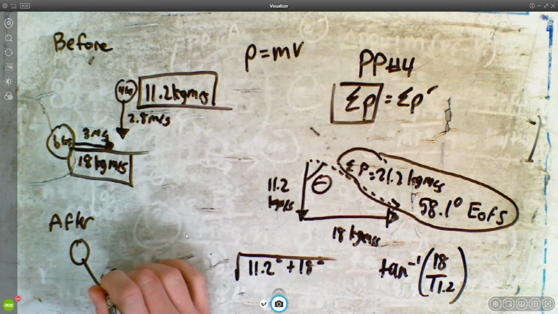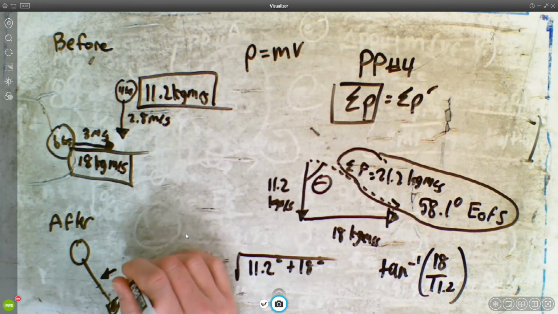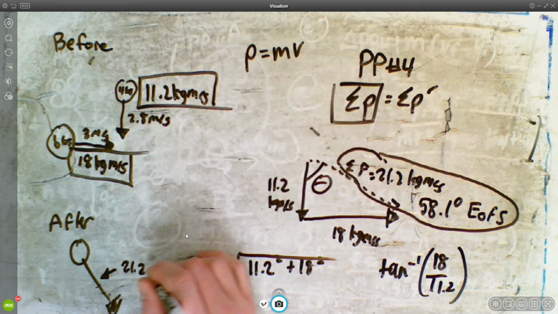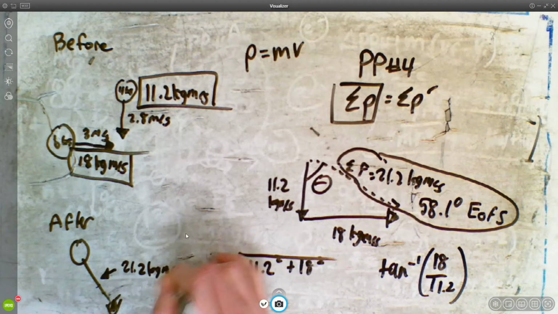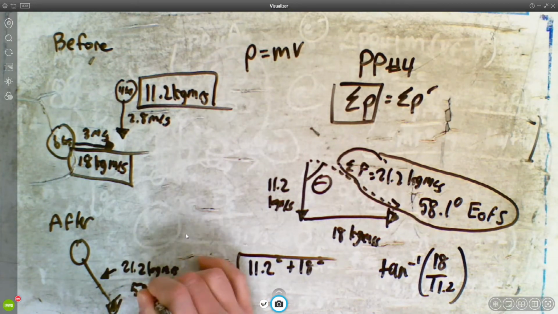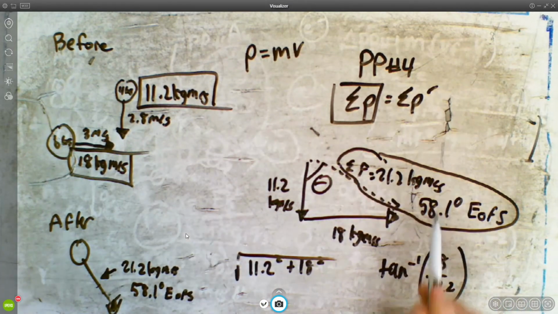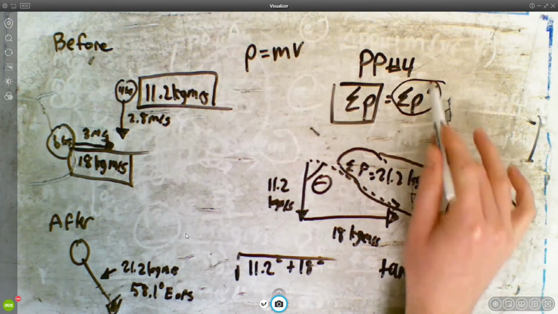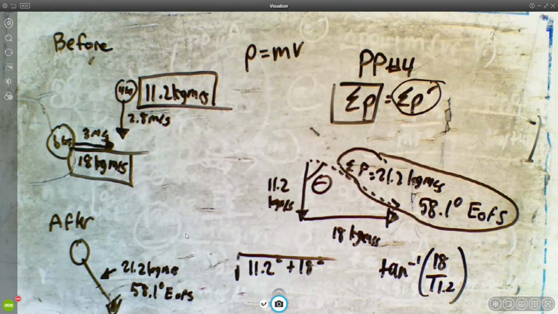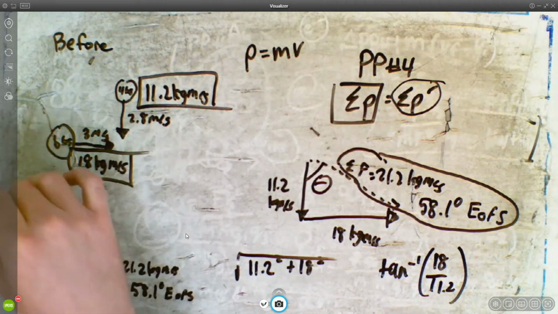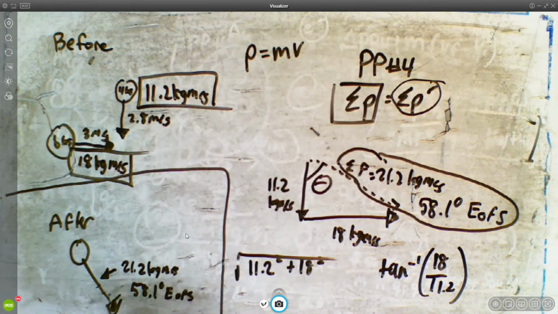So this one right here is going to be 21.2 kilograms meters per second at 58.1 degrees east of south. Because the law of conservation of momentum says it's going to equal the momentum after, and this is the momentum after. Now the only thing that we have to do for this last part is, it doesn't want to know this momentum, it wants to know its speed.